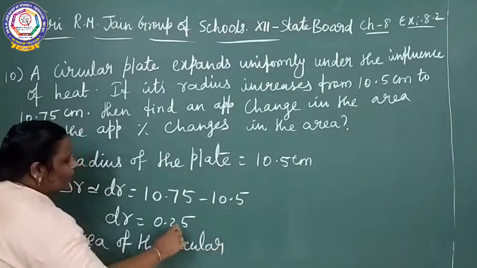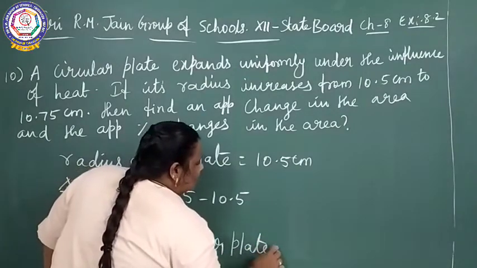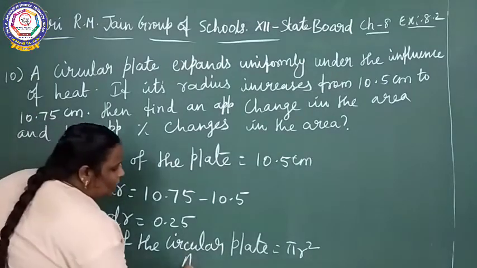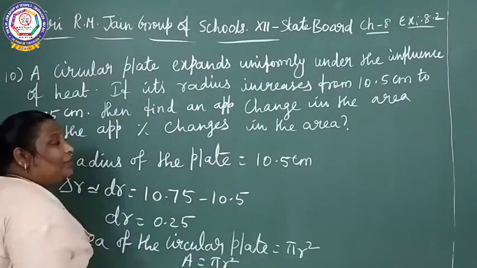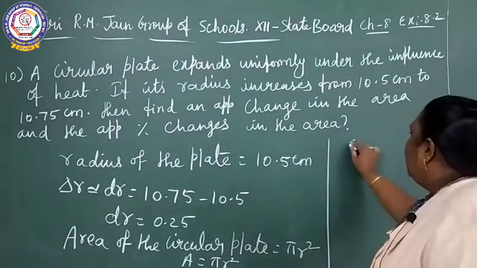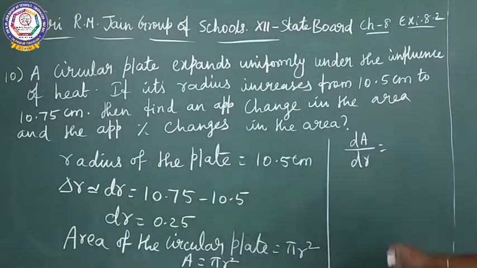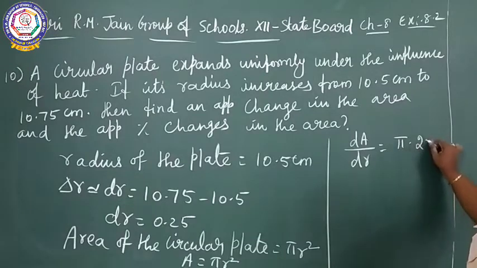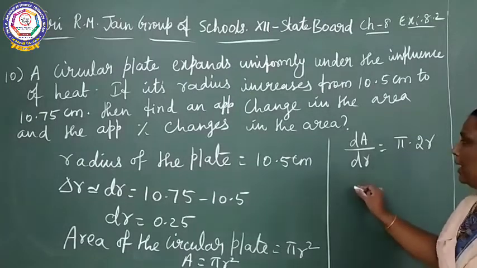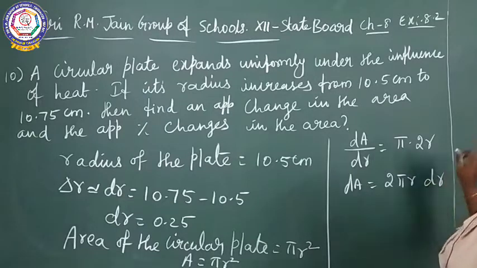So the area of the circular plate. What is the formula for the area of a circle? Pi r square. So A equal to pi r square. Differentiate A with respect to r. It gives dA by dr equal to pi into 2r. dA equal to 2 pi r into dr.